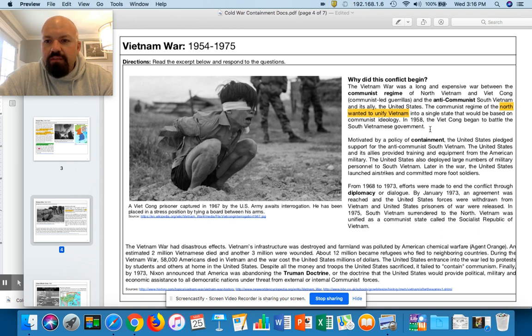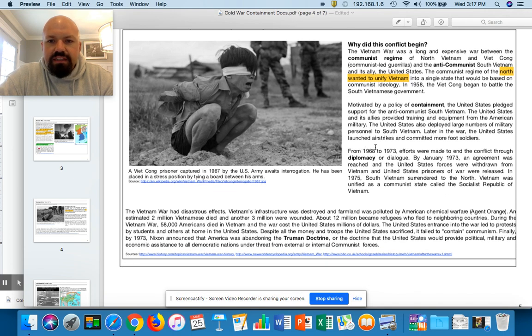In 1958, the Viet Cong began to battle the South Vietnamese government. Motivated by a policy of containment, the U.S. pledged support for the anti-communist South Vietnam. The United States and its allies provided training and equipment for the American military. The United States also deployed large numbers of military personnel to South Vietnam. Later in the war, the United States launched airstrikes and committed more foot soldiers. From 1968 to 1973, efforts were made to end the conflict through diplomacy or dialogue. By January 1973, an agreement was reached and the United States forces were withdrawn from Vietnam and United States prisoners of war were released.